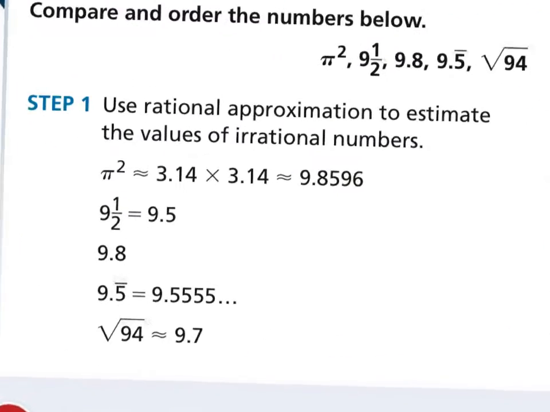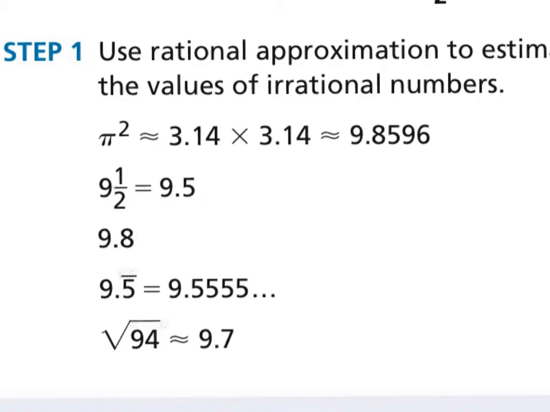So pi squared, on your calculators, you could put in just the pi button, and squared. They did 3.14 times 3.14. That's pretty close to what it would be anyway. And then if you use your pi button, you'd get 9.869604401. Okay, that's pretty close.